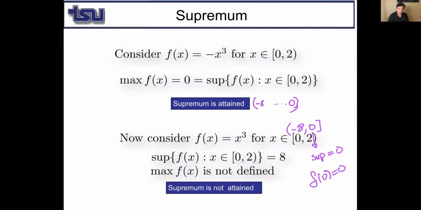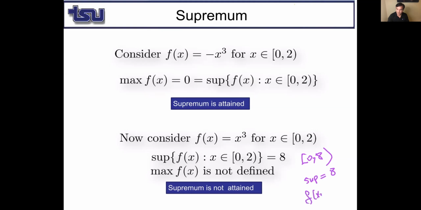However, if you consider x cubed in this interval, then the set will be from 0 all the way to 8. The sup is 8. However, we don't have any x0 such that f of x0 is equal to 8. There is no such value that we can have. Therefore, maximum is not defined in this case, and sup is not attained.